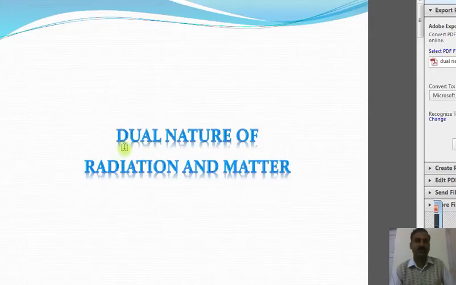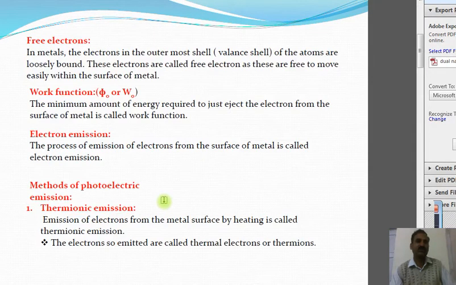Today we are studying dual nature of radiation and matter. In this chapter we will study photoelectric effect and the de Broglie's equations. So before studying the first topic, we have photoelectric effect. Before studying photoelectric effect, some basic things we have.